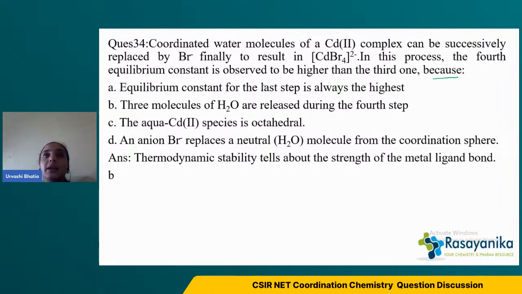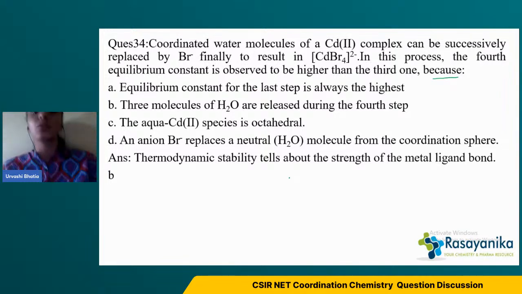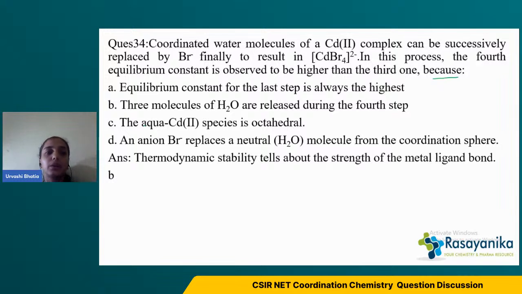So thermodynamic and kinetic stability. This topic is also important. In fact, the coordination whole chapter is important. You cannot miss this chapter. Okay. So equilibrium constant for the last step is always the highest.